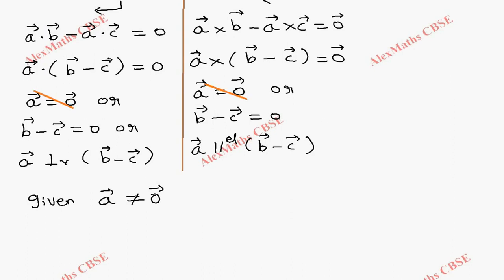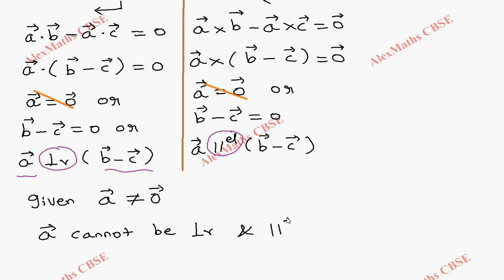At the same time, there are two vectors, one is A vector, another is B minus C. So both cannot be perpendicular and parallel at the same time. Only one is possible. So we can say A vector cannot be perpendicular and parallel to B minus C at the same time. So this reason is also eliminated.